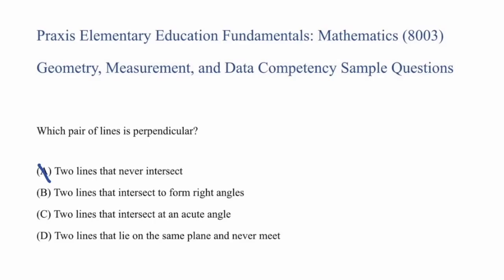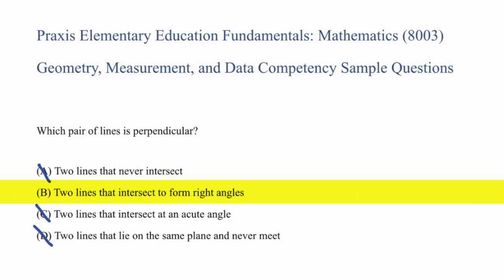Acute angles are less than 90 degrees, so we are going to go ahead and knock that off. D, two lines that lie on the same plane and never meet. This too is describing parallel lines, so we're going to go ahead and knock it off. And our answer is going to be B, two lines that intersect to form right angles.